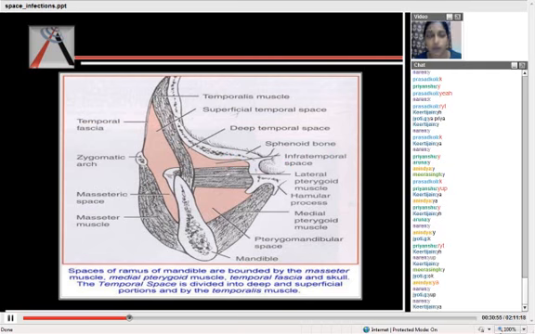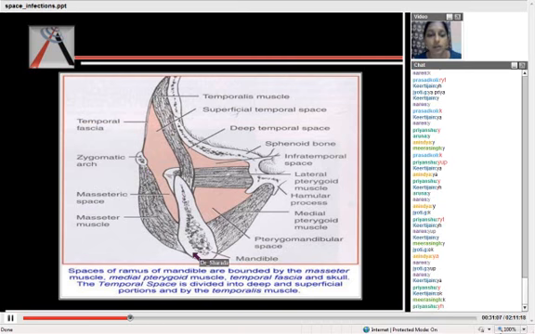So I'll go to the next slide now. Anatomically, you know what it is. The zygomatic arch: the top part is attached to the temporal fascia, and the lower part is attached to the masseteric muscle, which ultimately ends in the lower border of the mandible. Okay, so the next slide.